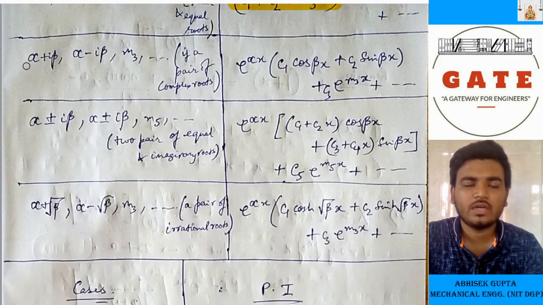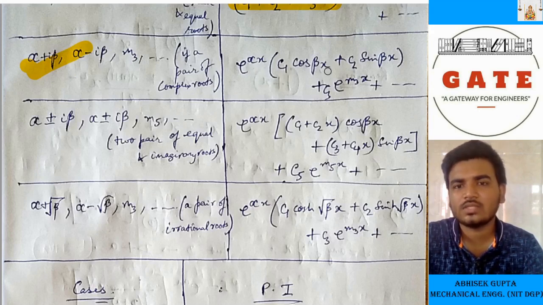Now, if the roots have a pair of complex roots alpha plus i beta and alpha minus i beta, and m3 and so on, then the CF will be e power alpha x (c1 cos beta x plus c2 sin beta x) plus c3 e power m3x plus and so on.